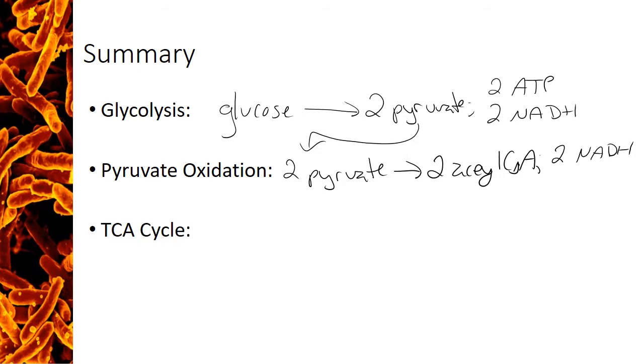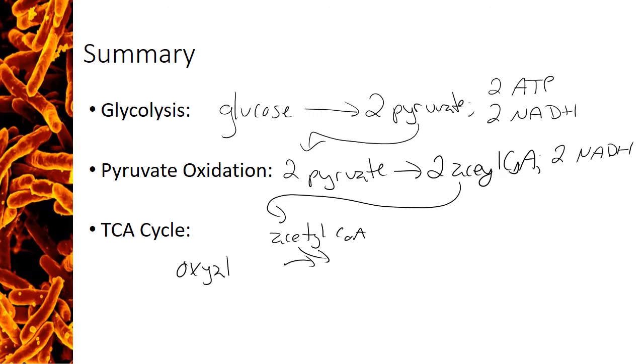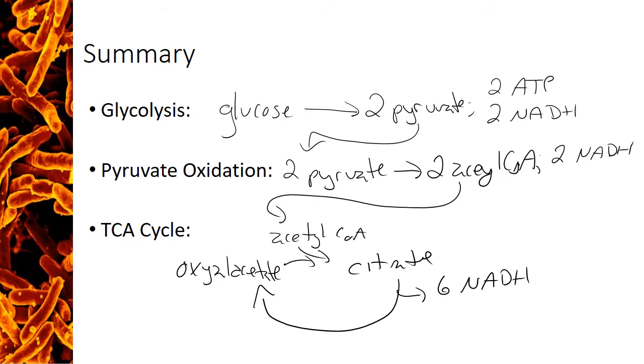The acetyl-CoA then funneled into the TCA cycle, where it combined with a molecule called oxaloacetate to form citrate, which then continued around the cycle. In this process, we made another 6 NADH, 2 FADH2, and 2 molecules of ATP.